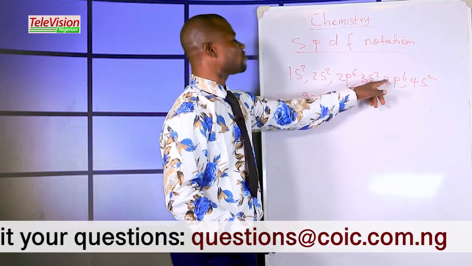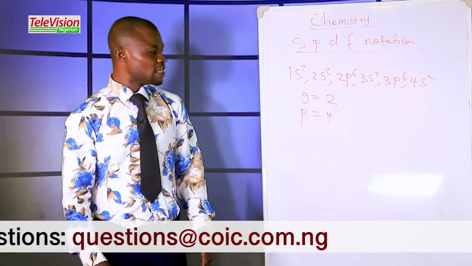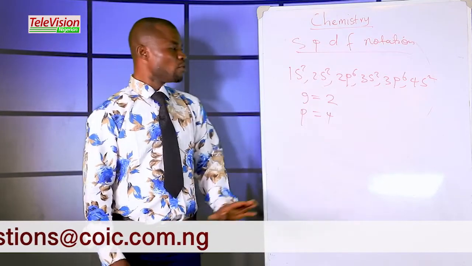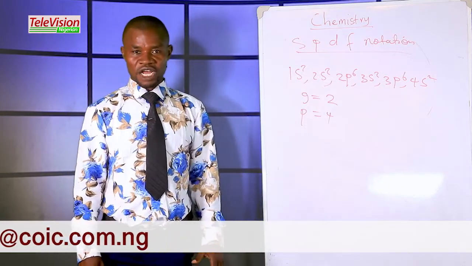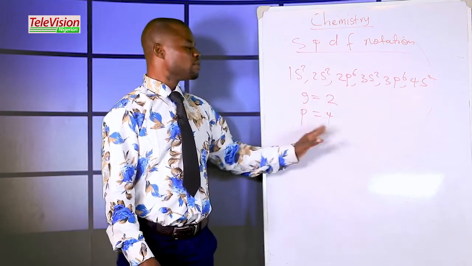10 plus 2, 12. 12 plus 6, 18. And 18 plus 2, 20. That's good, which means this element here is calcium. We remember that we did the electronic configuration of calcium and obtained the period and the group. Group being 2 and period equals 4.